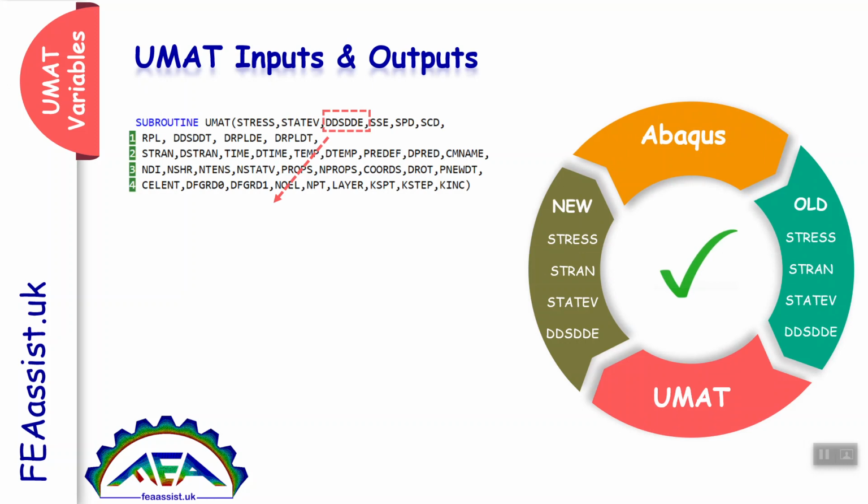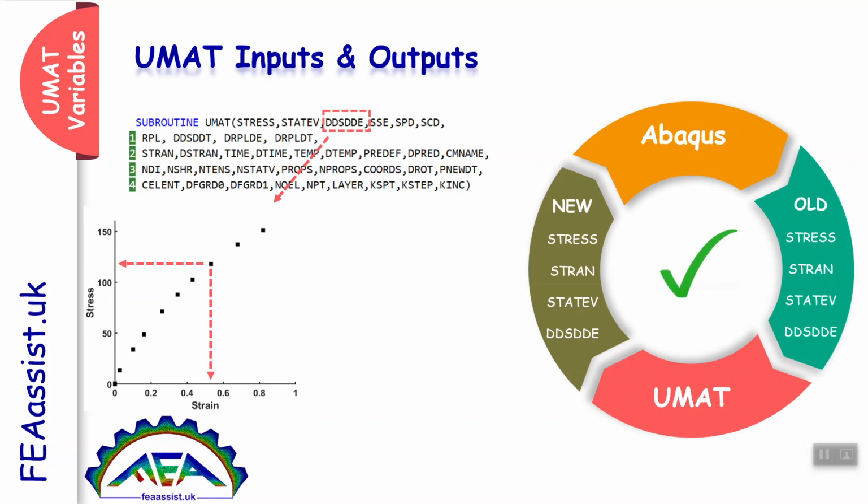As an example, we explain one of the most important variables of UMAT, which is DDSDDE. Consider you have a stress and a strain at this point, and you want to compute or predict the stress at the next point. How can you do that? The first thing that comes to mind is the slope of the diagram. If you have the slope of delta stress with respect to delta strain, then you can linearly solve this problem and predict the stress at each point.